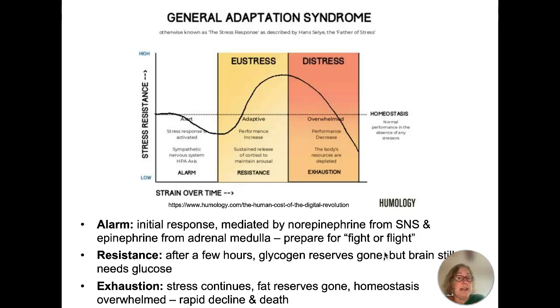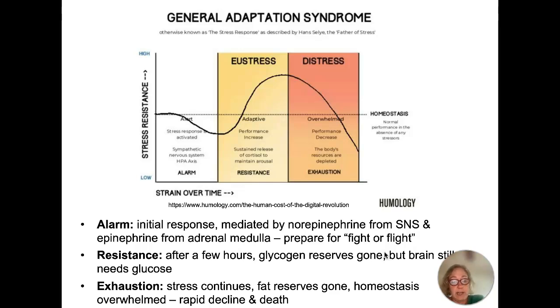General adaptation syndrome, otherwise known as the stress response. This is, again, just telling you what your stress response is. Your initial response, so your norepinephrine, your fight or flight, oh my gosh, there's a bear. After a few hours, your glycogen reserves are gone, but your brain still needs glucose, and that is what creates the exhaustion, the feeling of just, I cannot move.